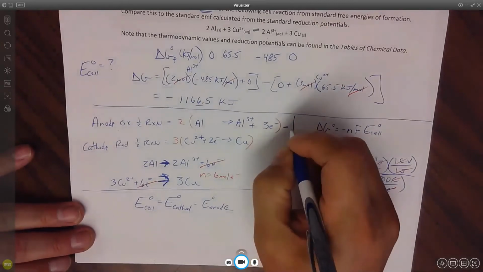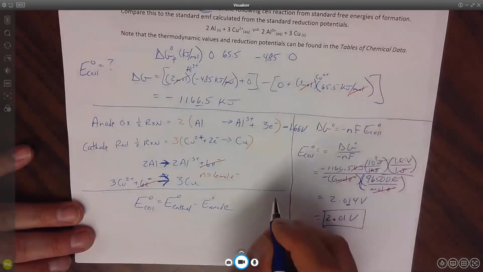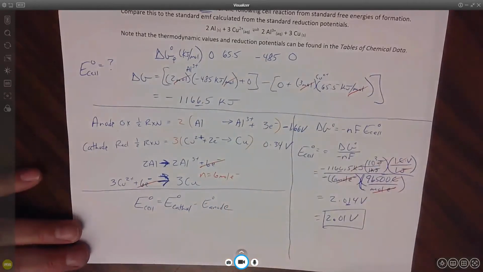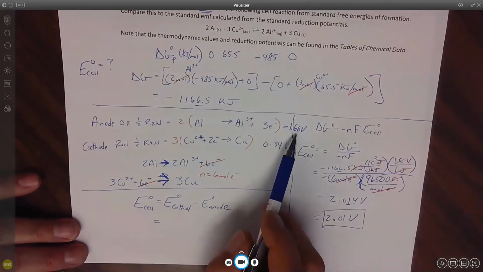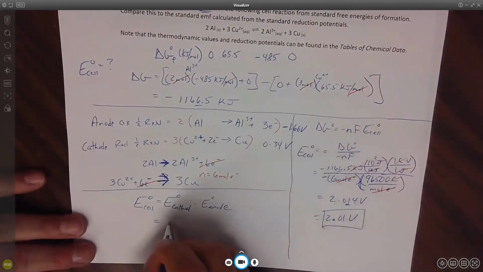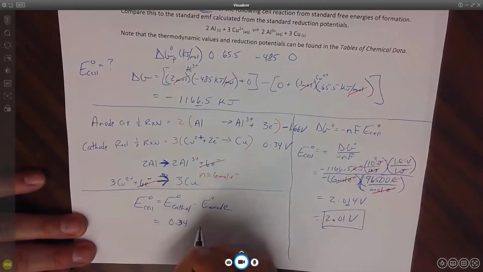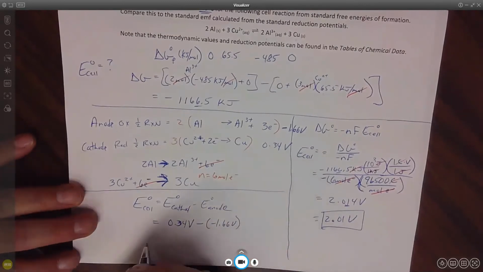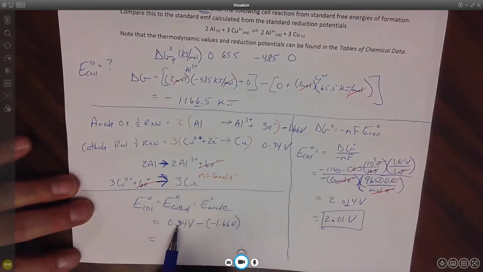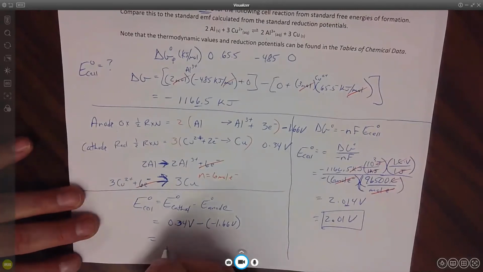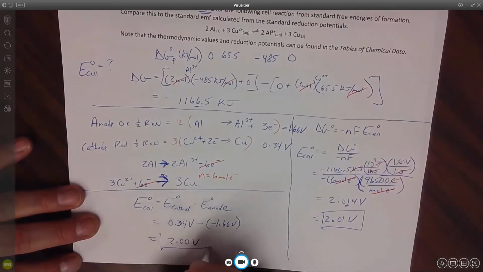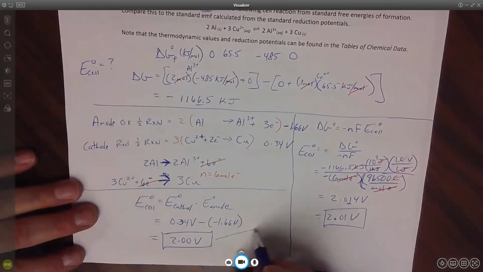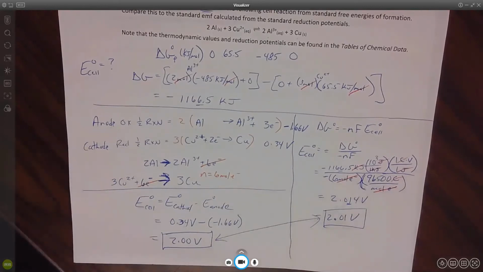This is going to be negative 1.66 volts for the aluminum and positive 0.34 volts for the copper. So therefore, if my cathode is 0.34 volts and my anode is negative 1.66 volts, that's going to give me 2.00 volts. So basically identical to what we found using the free energies.